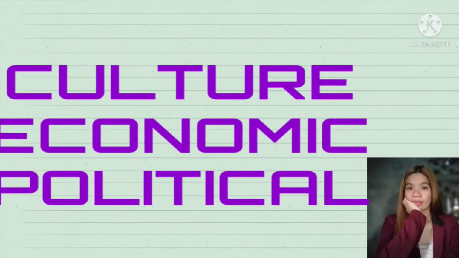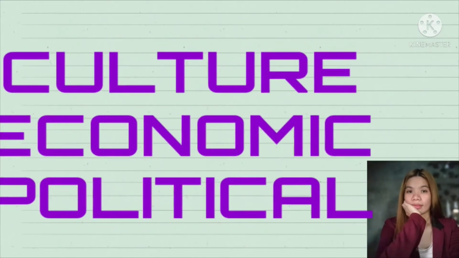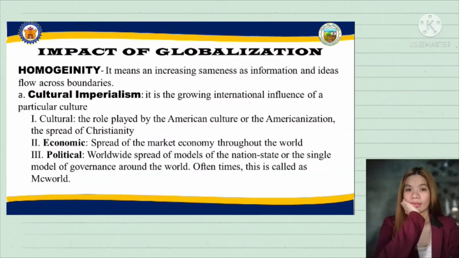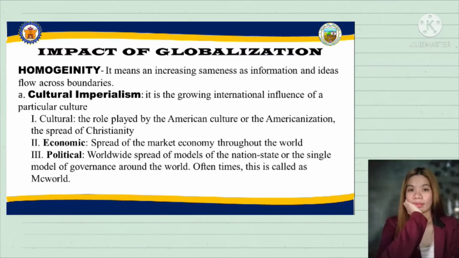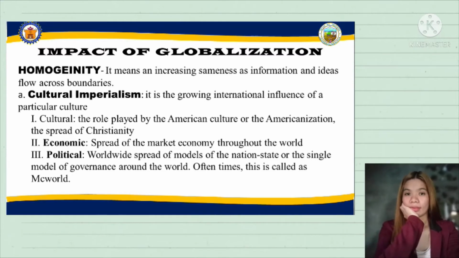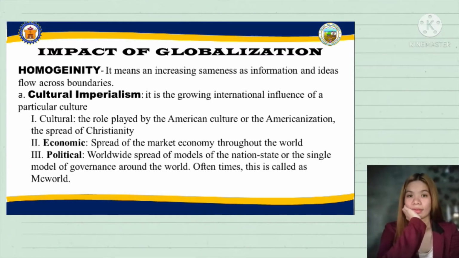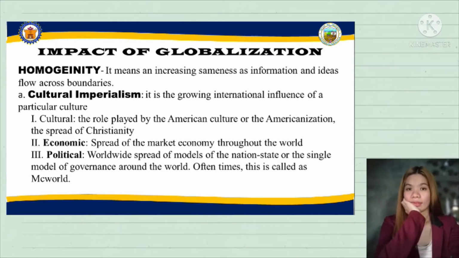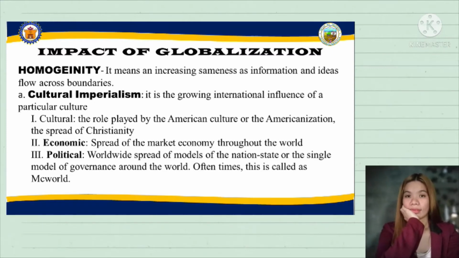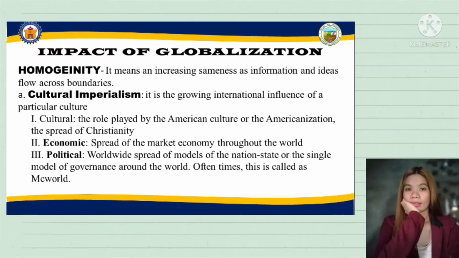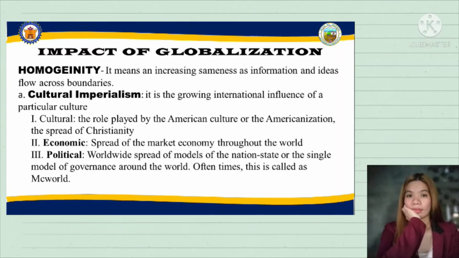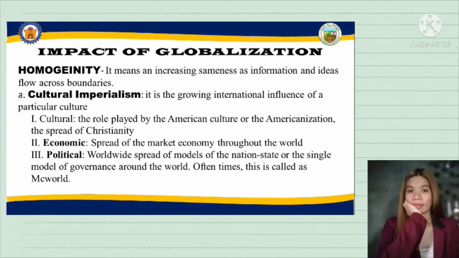In cultural imperialism, we have cultural, economic, and political aspects. The cultural is the role played by American culture, or Americanization, and the spread of Christianity. The second is economic, the spread of the market economy throughout the world. And the third is political, the worldwide spread of models of the nation state, or a single model of governance around the world. Oftentimes, it is called Macworld.